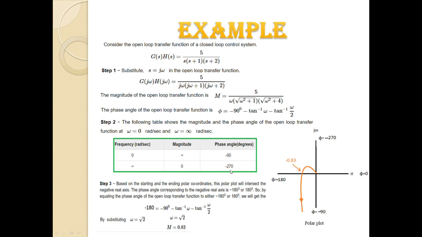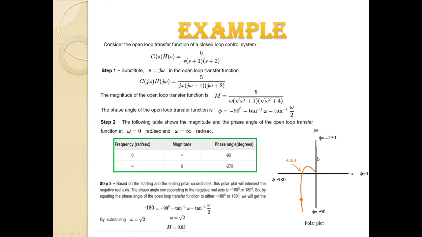So based on the starting and the ending point of the polar coordinate, we need to draw the polar plot. And for minus 90 degree, so this one is the minus 90 degree line, and in this minus 90 degree the magnitude is infinite. So that's why it is coming from this side. So it means that it is coming from the infinite point on the minus 90 degrees. And then it goes to minus 270.